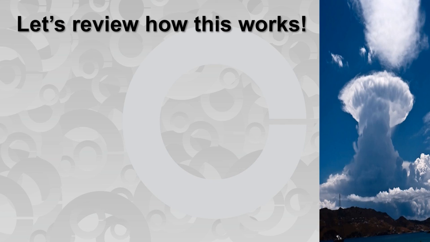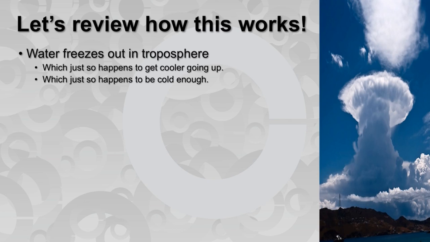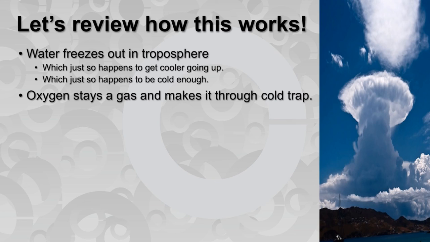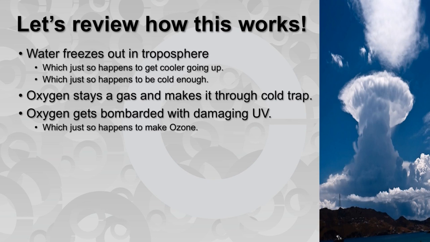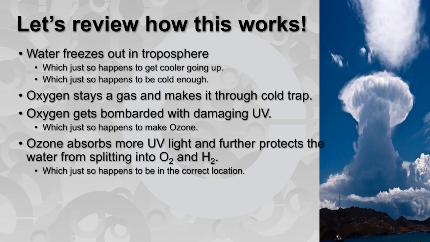Amazing. So let's review all of these things that work. So water freezes out in the troposphere, and it just so happens to be cold enough and in the right place so we can freeze water out. Oxygen stays a gas and goes through that cold trap. And when oxygen's up there, it gets bombarded with just the right amount of UV light to make ozone. That ozone layer is in the right place to protect water so it doesn't split into oxygen and hydrogen, and the hydrogen for sure would leave our planet. So all of these things work together to create a trap for water.